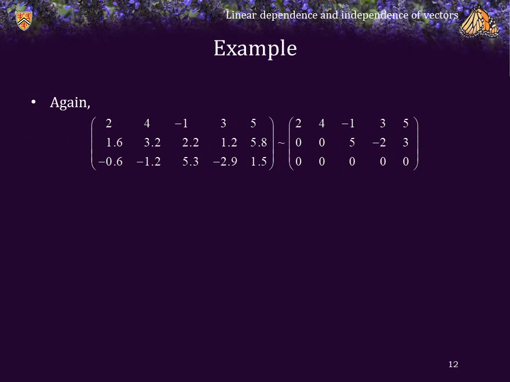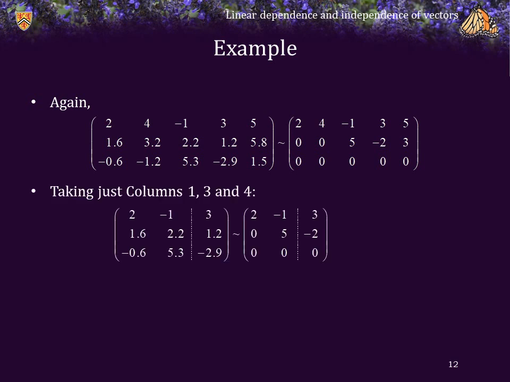Again, taking a look at this matrix and its row equivalent matrix in row echelon form, we notice that column 4 is associated with a free variable. Thus, let's take columns 1, 3, and 4. So again, taking columns 1, 3, and 4 from the matrix on the left, if we were to do Gaussian elimination on that matrix, we would get exactly columns 1, 3, and 4 of the matrix on the right. We don't have to do any other work. We've already done the Gaussian elimination.